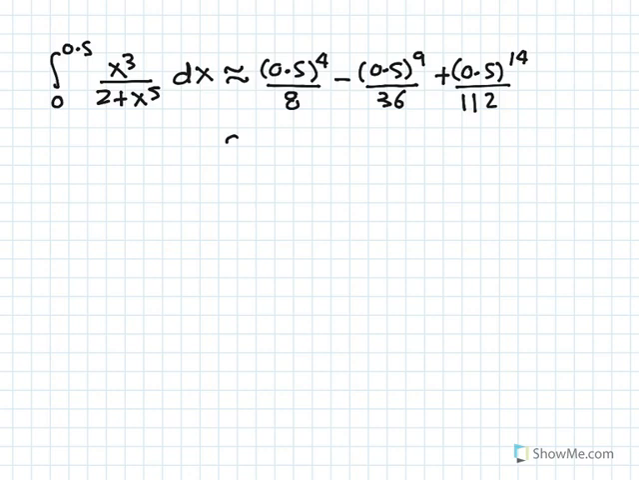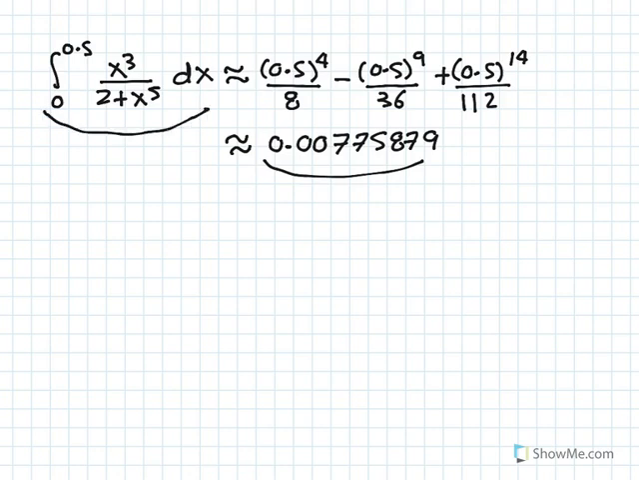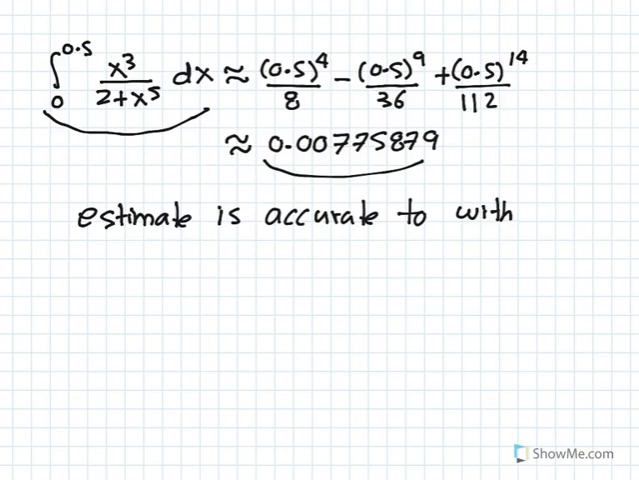If we plug this into a calculator and add up these terms, we'll get 0.00775879. This number represents an approximation to the value of this definite integral. And this estimate is accurate to within 10 to the minus 7. That means the error of this approximation is less than 10 to the power of minus 7. So we have a very accurate result for the value of this definite integral by applying power series theory.